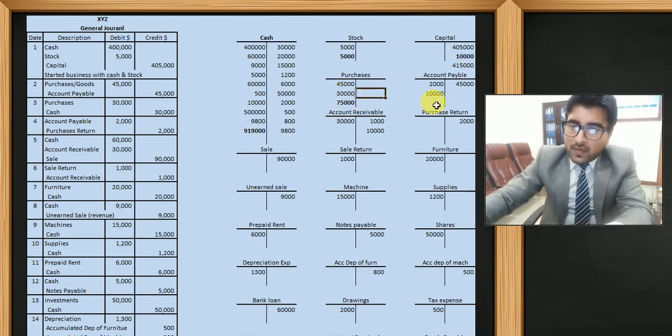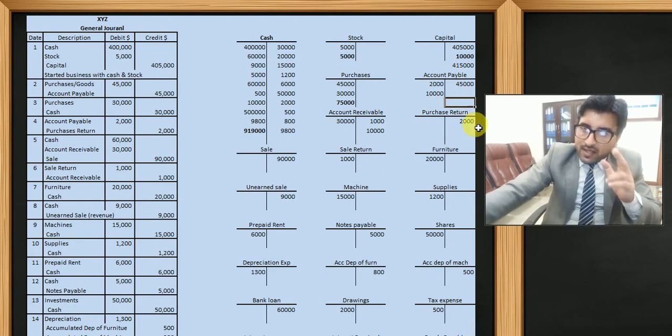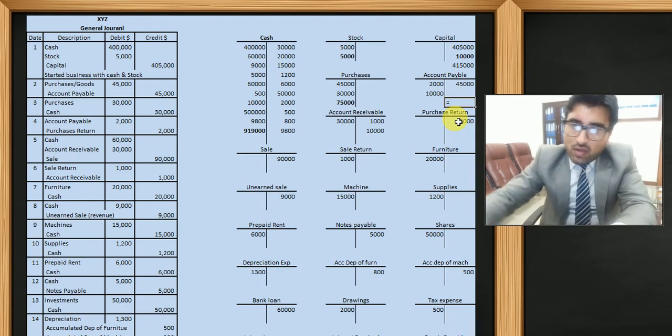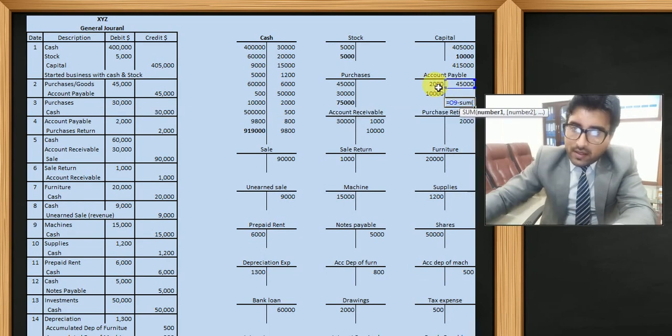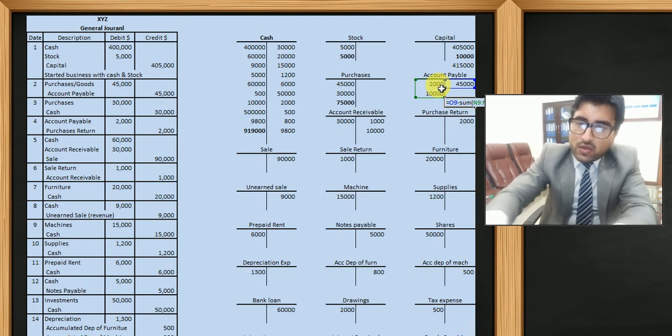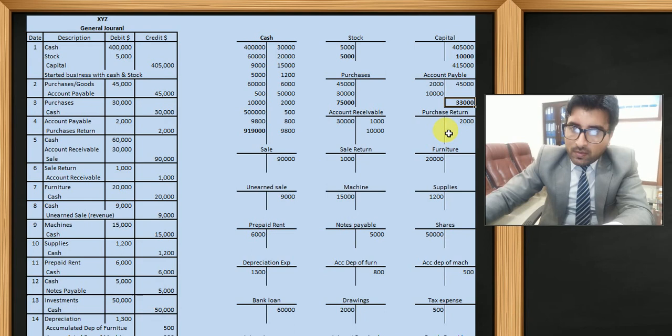How much is the balance in account payable? Look here, which side is higher? Because account payable has a credit balance, you should take $45,000 minus the sum of the debit side. So this is the balance in account payable. How much is the balance of purchase return? The balance is the same, 2,000.